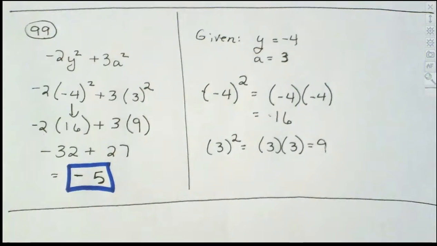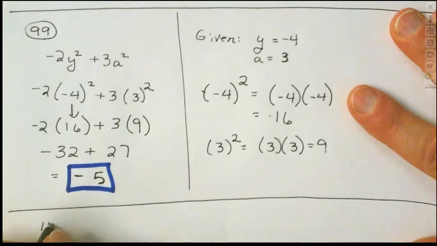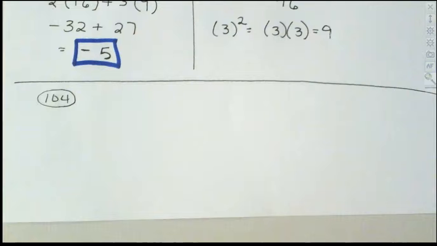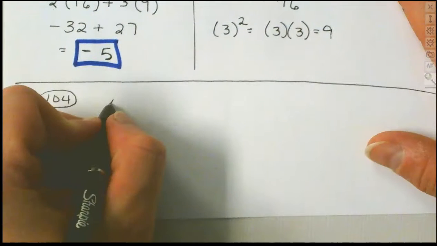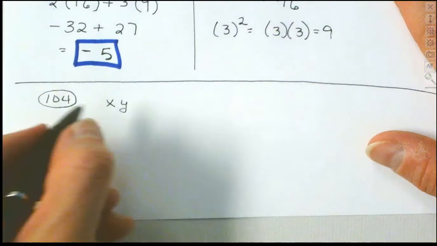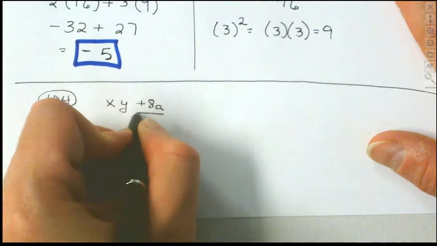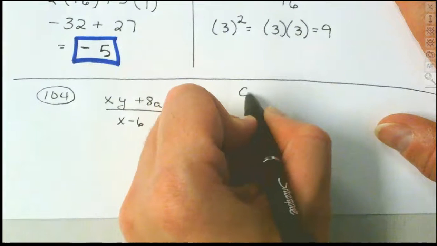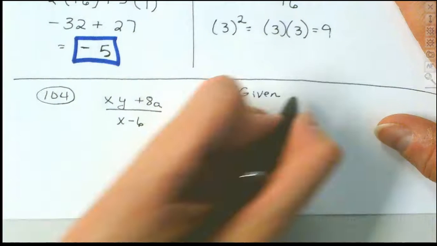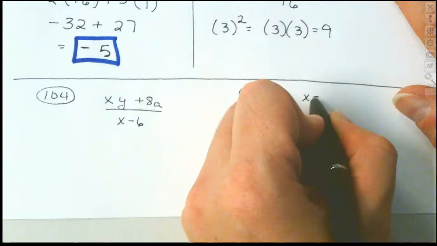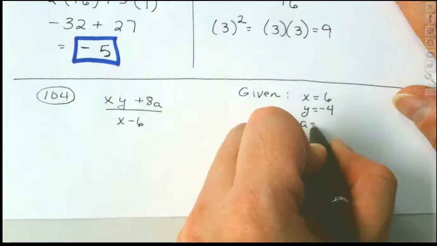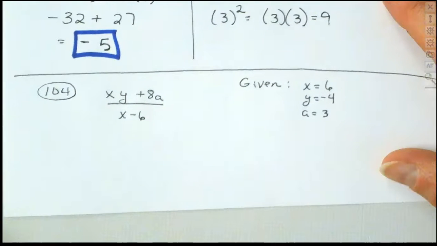Let's look at one more. 104. And this one is going to make us remember the difference between 0 and undefined. So 104. We've got xy plus 8a over x minus 6. And we're going to use the following again. We're going to be given x equals 6, y equals negative 4, and a is 3.